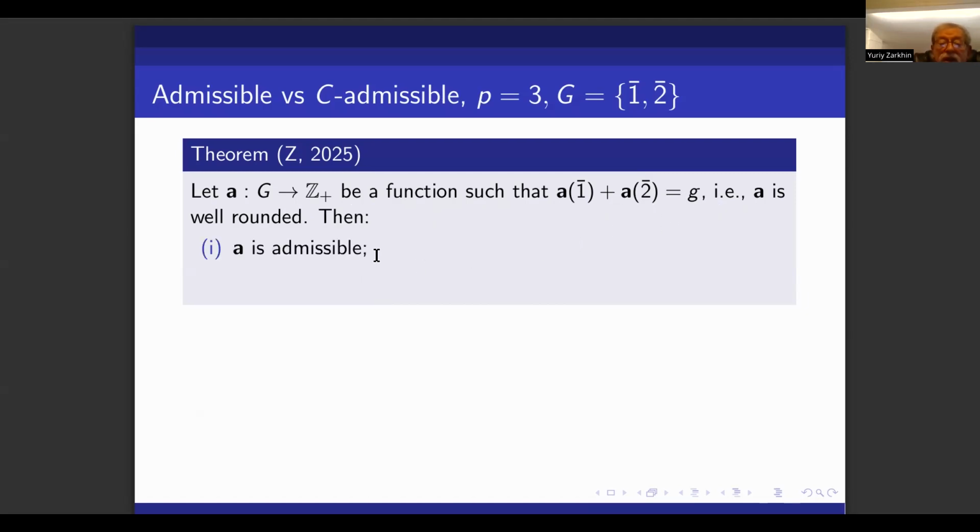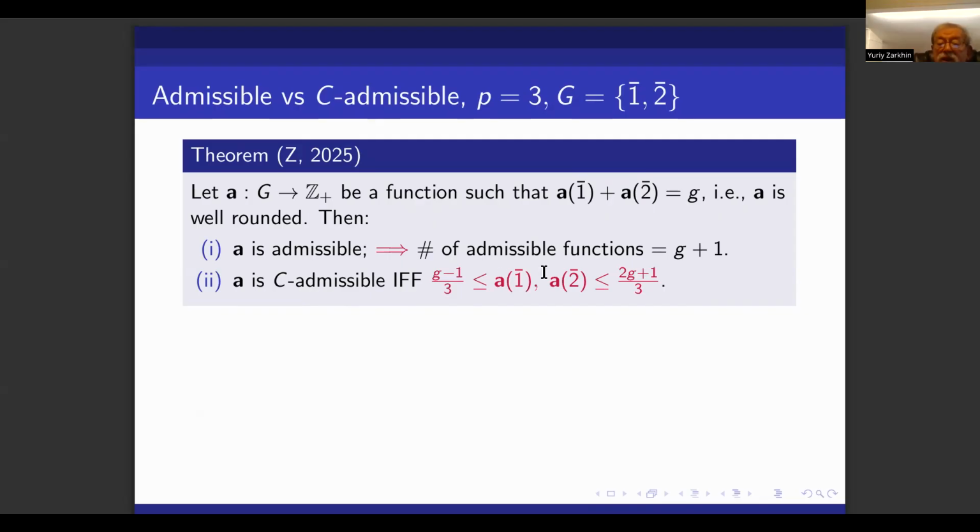Then first, A is admissible. It's easy to check. And that means the number of admissible functions is g plus 1. Second, A is C-admissible if and only if these values sit between g minus 1 over 3 and 2g plus 1 over 3. A priori, we know that they may sit between 0 and g. And here's the restriction for C-admissibility.